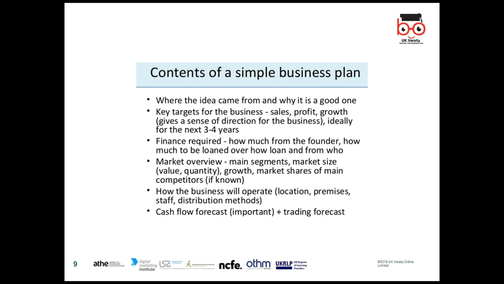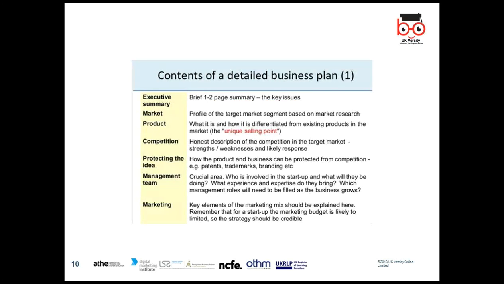Finances, market overview, main segments, market size, growth: how many thousand businesses are small, medium size, and how much market share we really want. How the business will operate: location, premises, staff, distribution method, and the cash forecast, which is important, and the trading forecast. All of this we need to look at. Next, the contents of a detailed business plan.